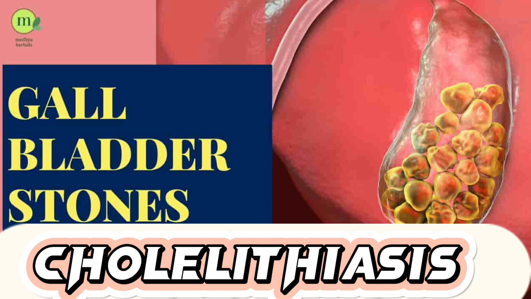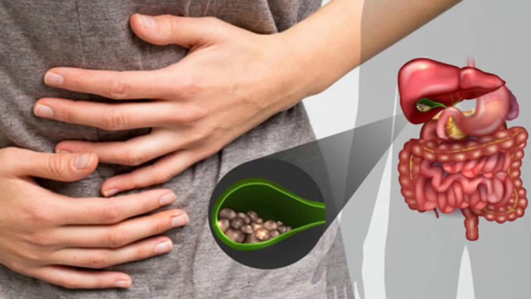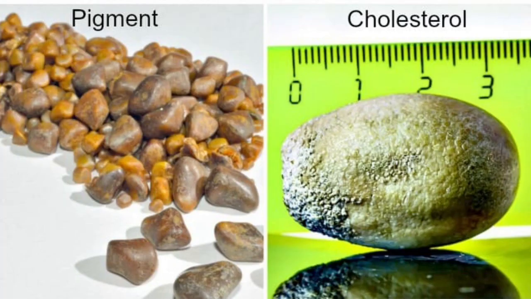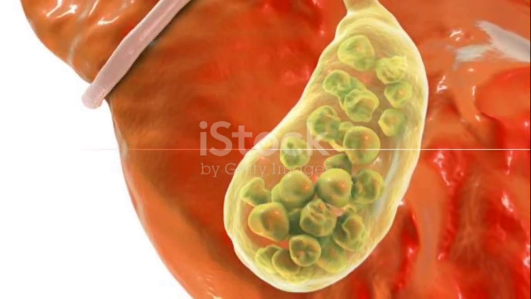Let's get started. Cholelithiasis is a medical term referring to the presence of gallstones in the gallbladder or bile ducts. These stones can vary in size and composition, ranging from small, sand-like particles to larger solid formations. They are formed when substances in bile, such as cholesterol or bilirubin, become too concentrated and crystallize.